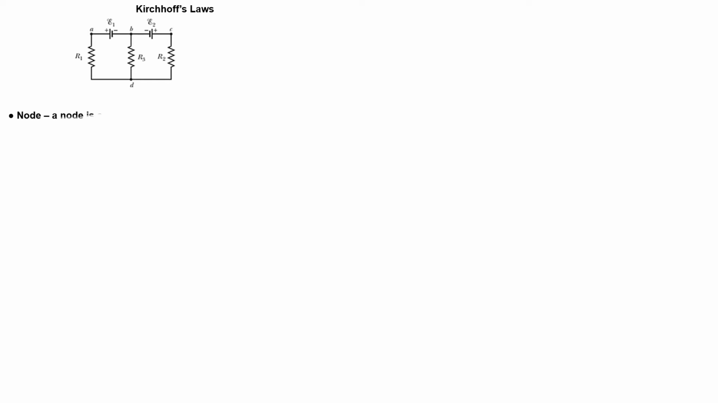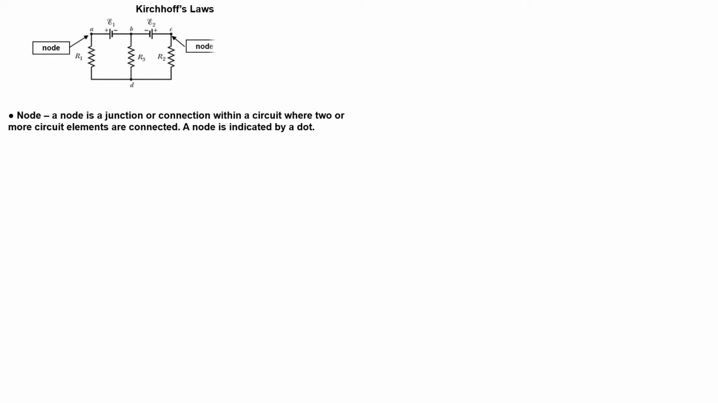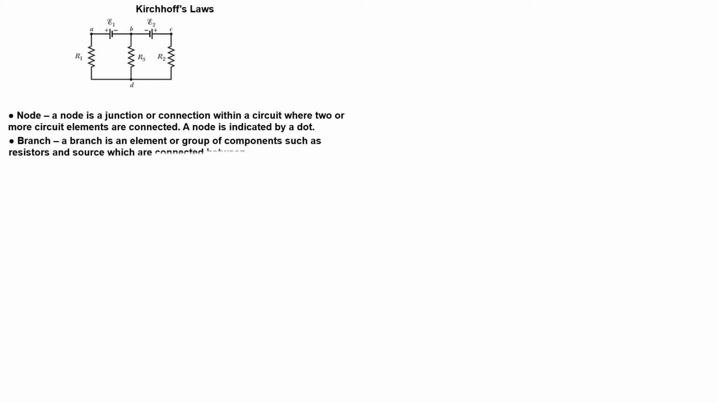Node. A node is a junction or connection within a circuit where two or more circuit elements are connected. A node is indicated by a dot. Branch. A branch is an element or group of components such as resistors and sources which are connected between two nodes.